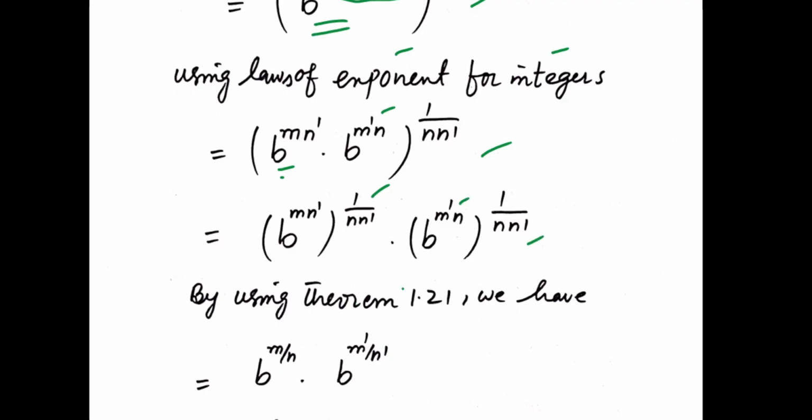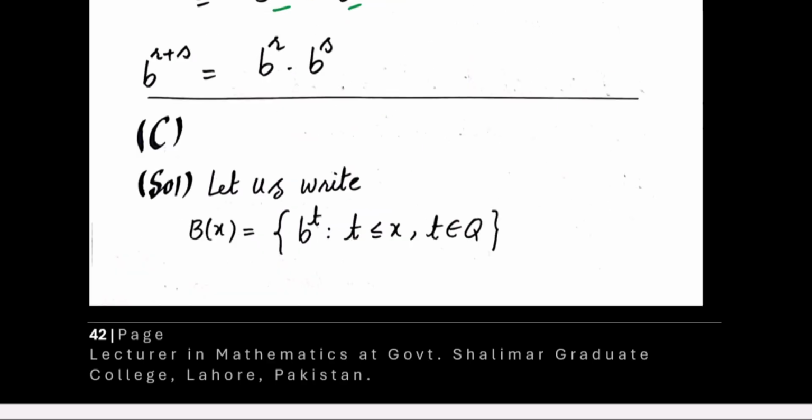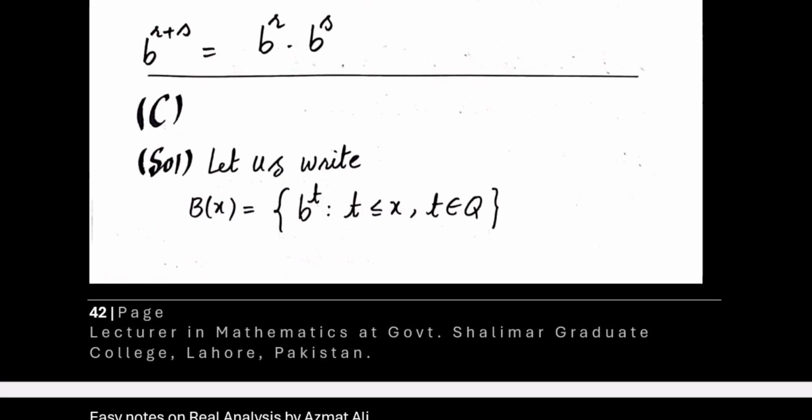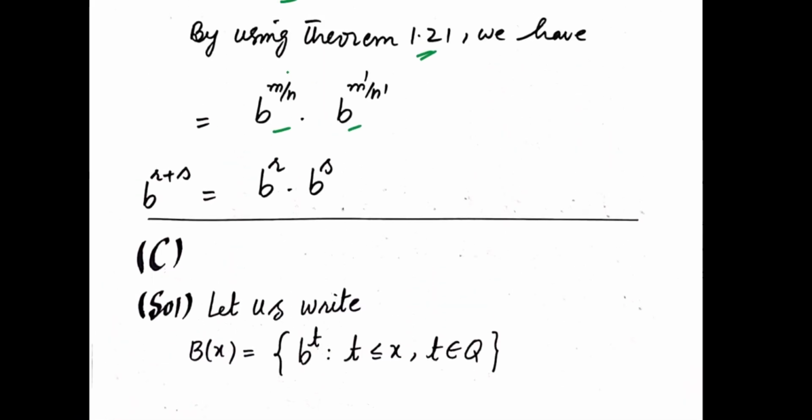Again, by using theorem 1.21, which guarantees that its nth root must exist, after cancelling n dash and n from here, this can be written as b raised to power m over n, and this can be written as b raised to power m dash over n dash. But m over n is the rational number r, and m dash over n dash is the rational number s, which is what was required to prove.